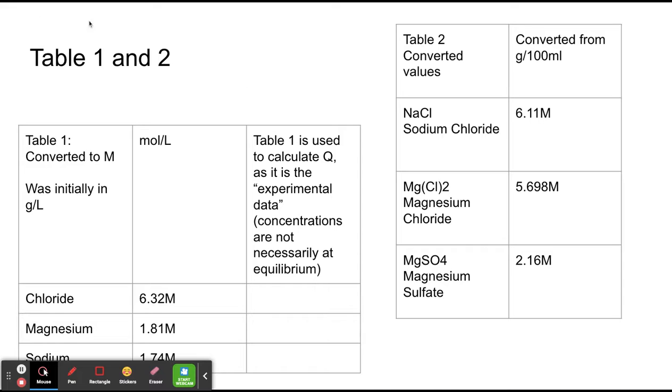And so tables 1 and 2, we converted both tables to moles per liter. Table 1 was initially grams per liter, and so we had to use the molar mass of each one to convert it. And then table 2 was grams per 100 milliliters, and so we used the molar mass and then also converted it to liters.